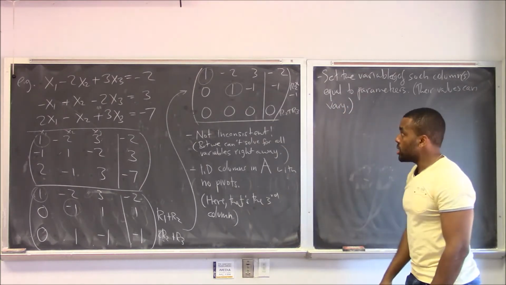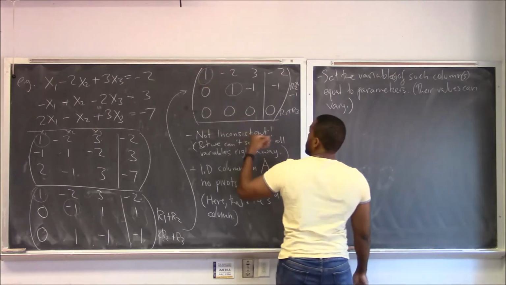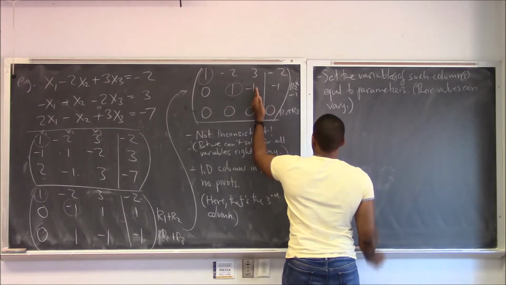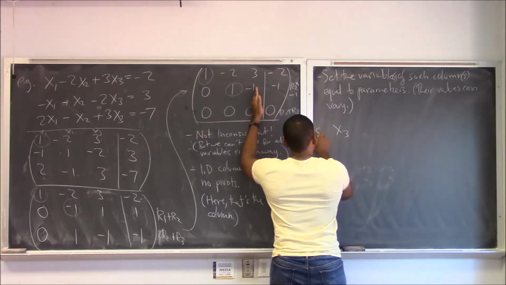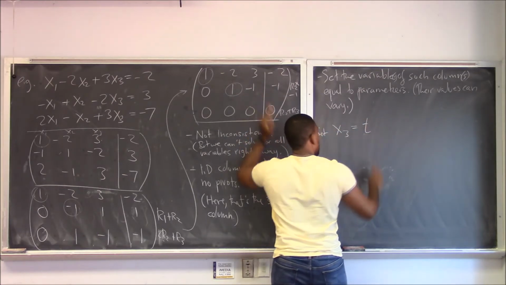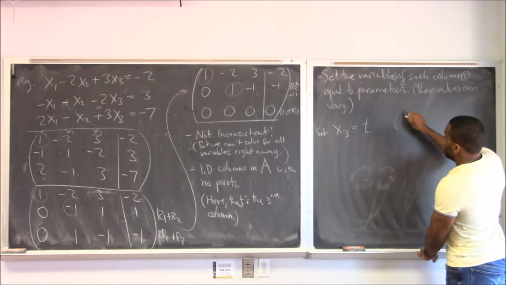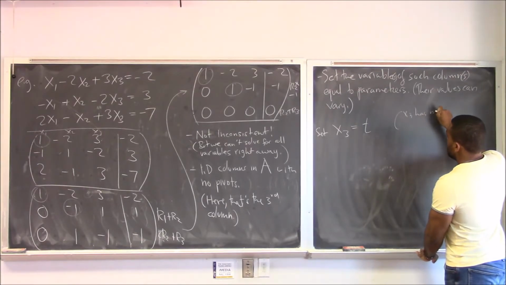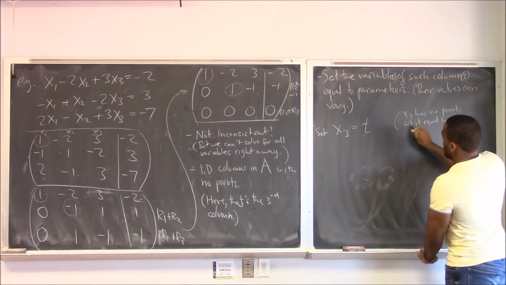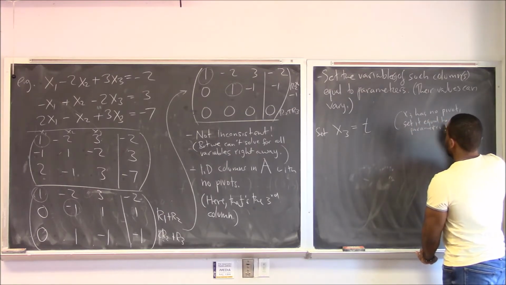So what I would do here is x1 has a pivot, x2 has a pivot, x3 does not have a pivot, so set x3 equal to t. Right? I'm going to set it equal to a parameter. x3 has no pivot. Set it equal to a parameter.